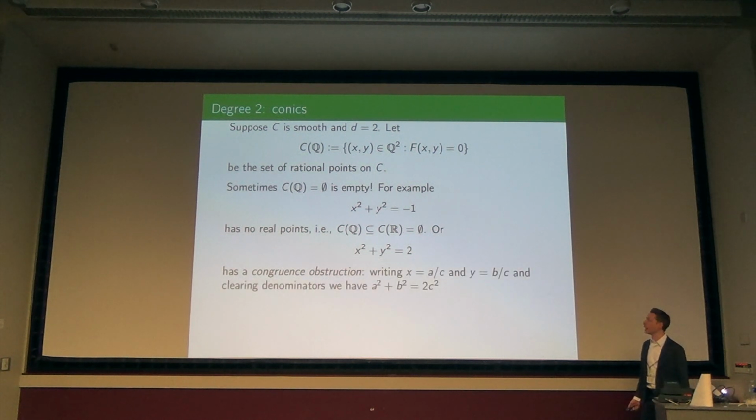So you write x is a over c and y is b over c. Just choose a common denominator. When you plug those in and clear the denominator, you get an expression like a squared plus b squared equals 2c squared. Now a, b, and c are all integers. So we can take that expression and reduce it modulo any other integer n, and you can see maybe mod n, there are no solutions. When I say mod n, of course there's only finitely many values for a, b, and c separately, so you can just plug them all in and see.